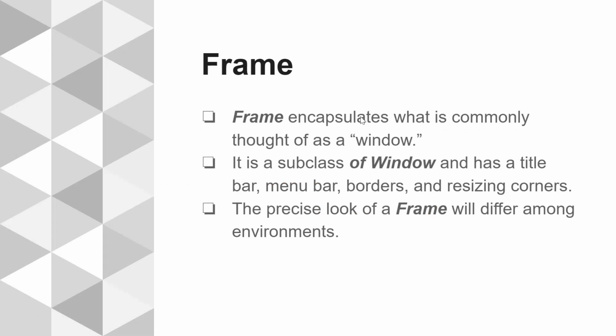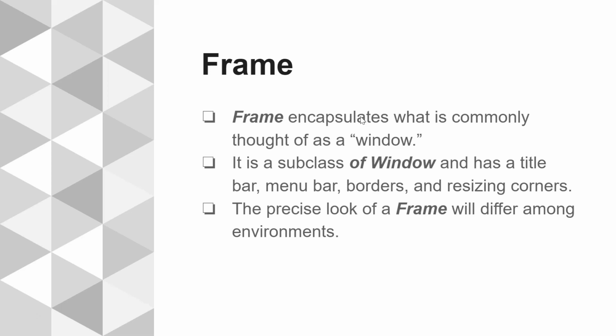After Window, we take a look at Frame. A Frame encapsulates what is commonly thought of as a window. It is a subclass of Window and has a title bar, menu bar, borders, and resizing corners. The precise look of a Frame will differ among environments. So that's all about windows, frames, containers, and panels, which are very useful, and they come under the AWT hierarchy. Please take a look at this, and then you will use it practically in Java.